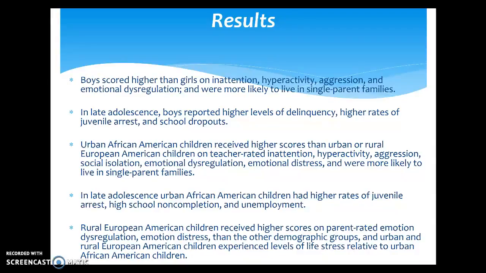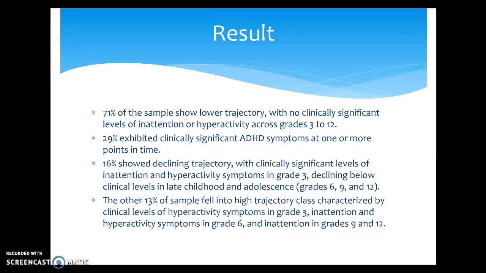Rural European American children received higher scores on parent-rated emotional dysregulation and emotional distress than the other demographic groups. And urban and rural European American children experienced higher levels of life stress relative to urban African American children.